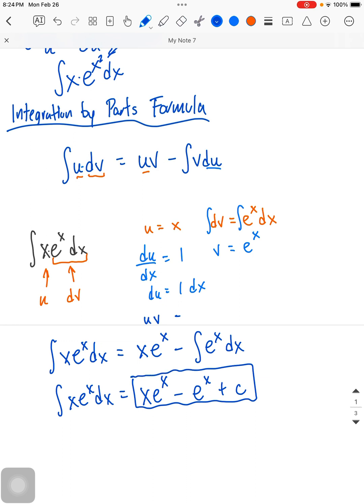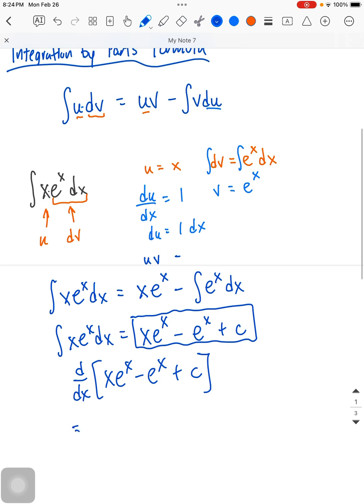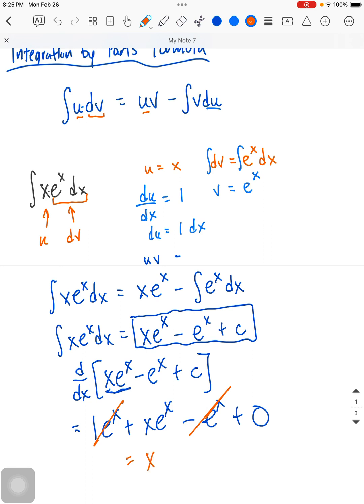If you wanted to check it real quick, we won't do this every time, but if you took the derivative of your answer, you should be able to work backwards and get the question. So the derivative would be product rule here, u prime v plus u v prime. The derivative of e to the x is e to the x. The derivative of c is 0. And then notice you've got these canceling. And we've gone back to the original. So that's integration by parts.